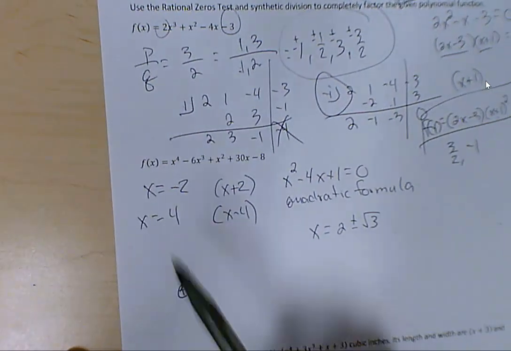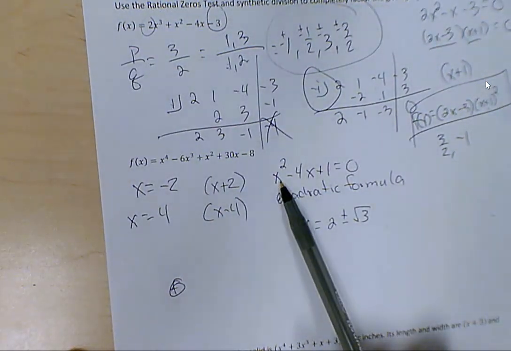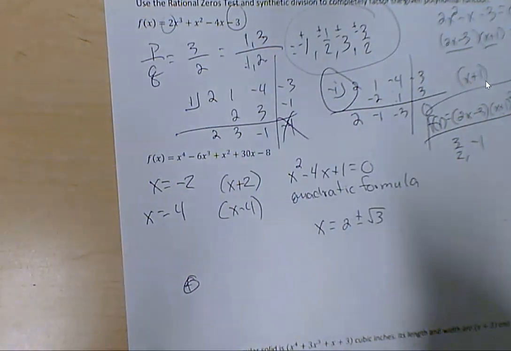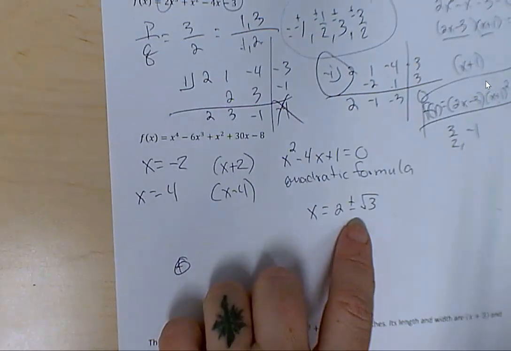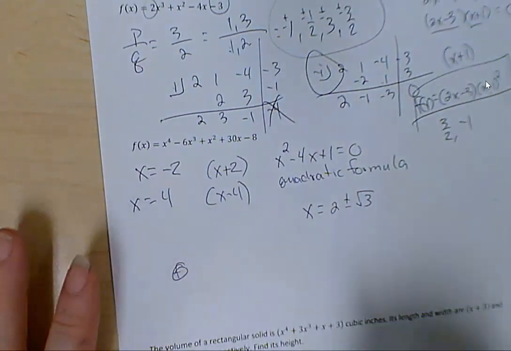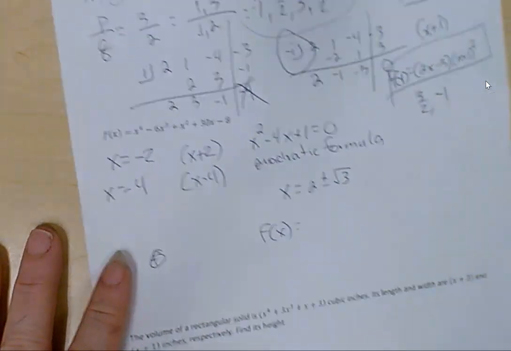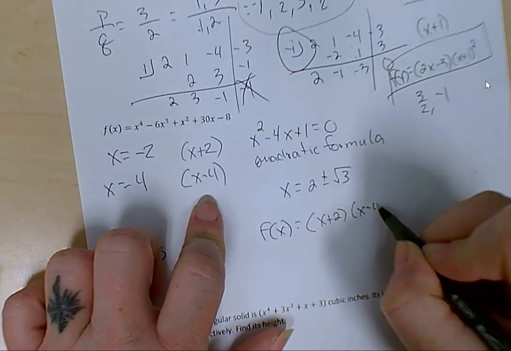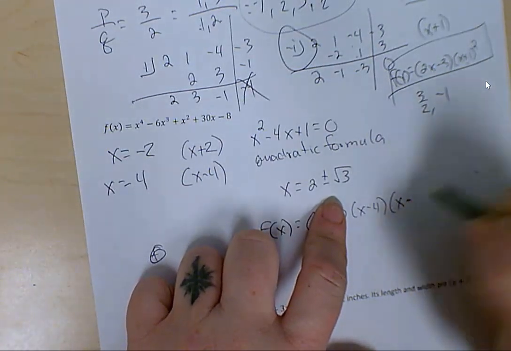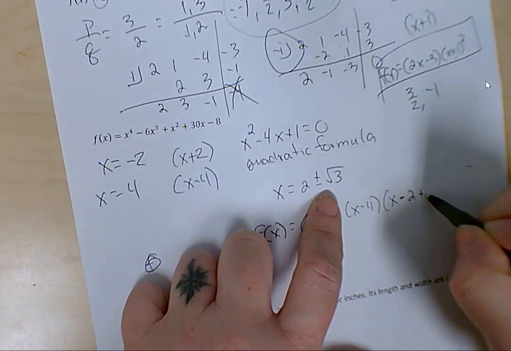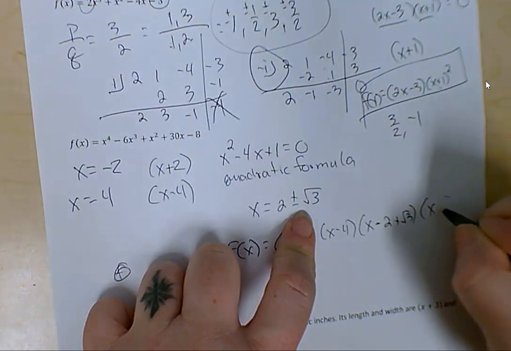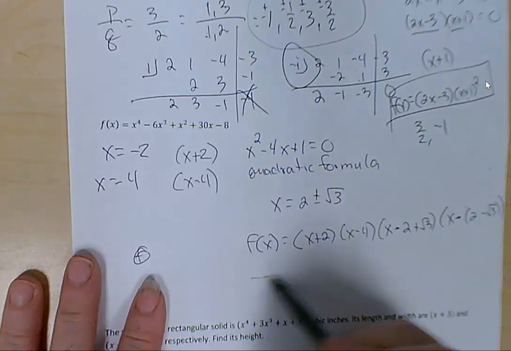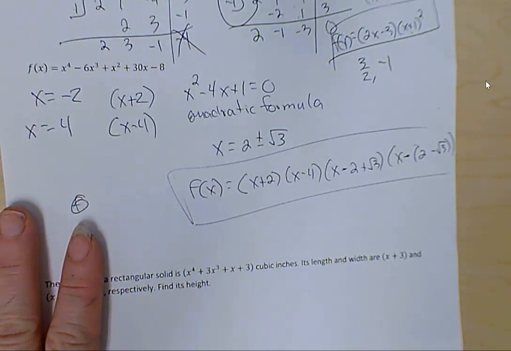When we do synthetic division with these two, it leaves us with the quadratic equation, x squared minus 4x plus 1. That does not factor. We would throw that into the quadratic formula to get our third and fourth roots. So our actual polynomial function in factored form would look like x plus 2, x minus 4, then x minus the quantity 2 plus square root of 3, and then x minus the quantity 2 minus square root of 3. And that's what your factored polynomial equation would look like.